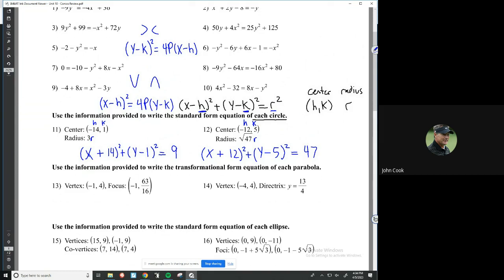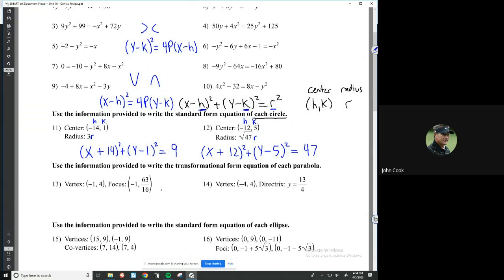Let's see, parabola, standard form. Yeah, 4p (y minus k). Yeah, wow. Can't believe I memorized that one. Okay, so yeah, let's take a look at these parabolas.